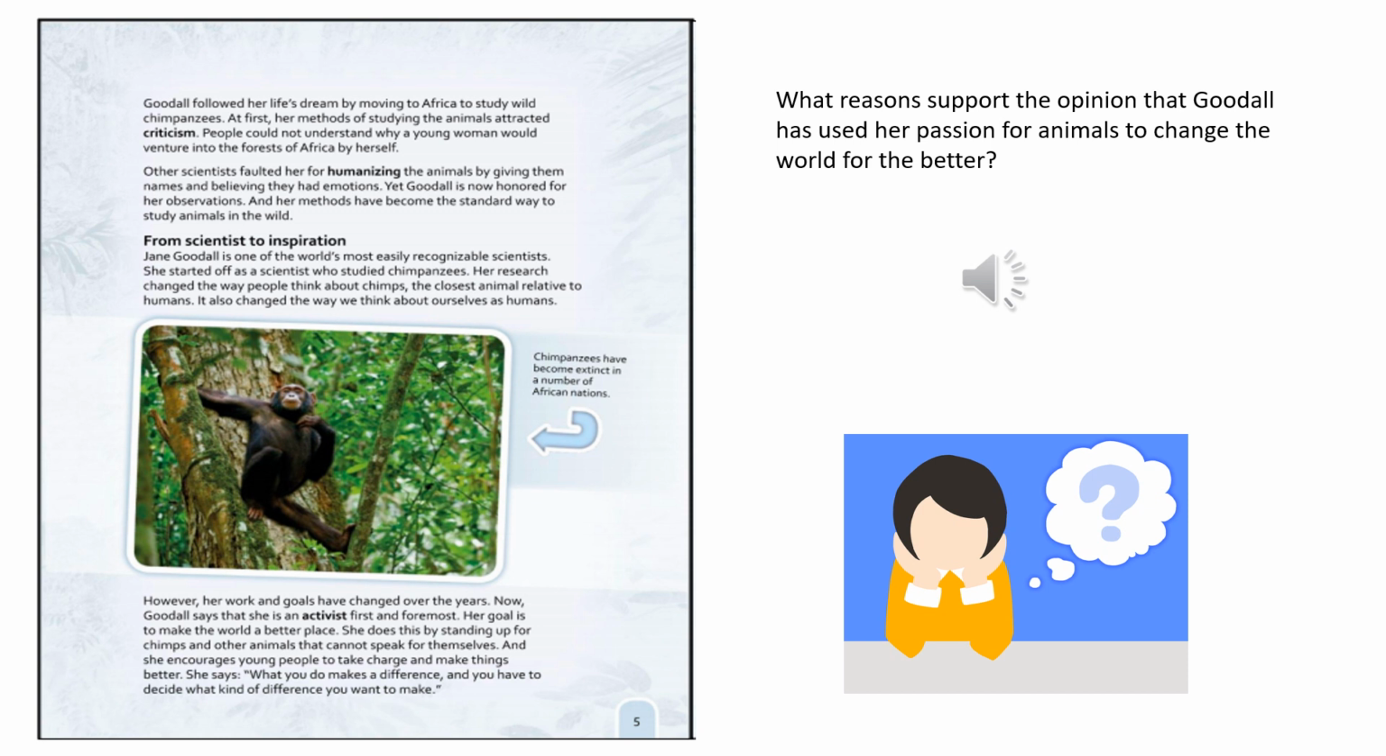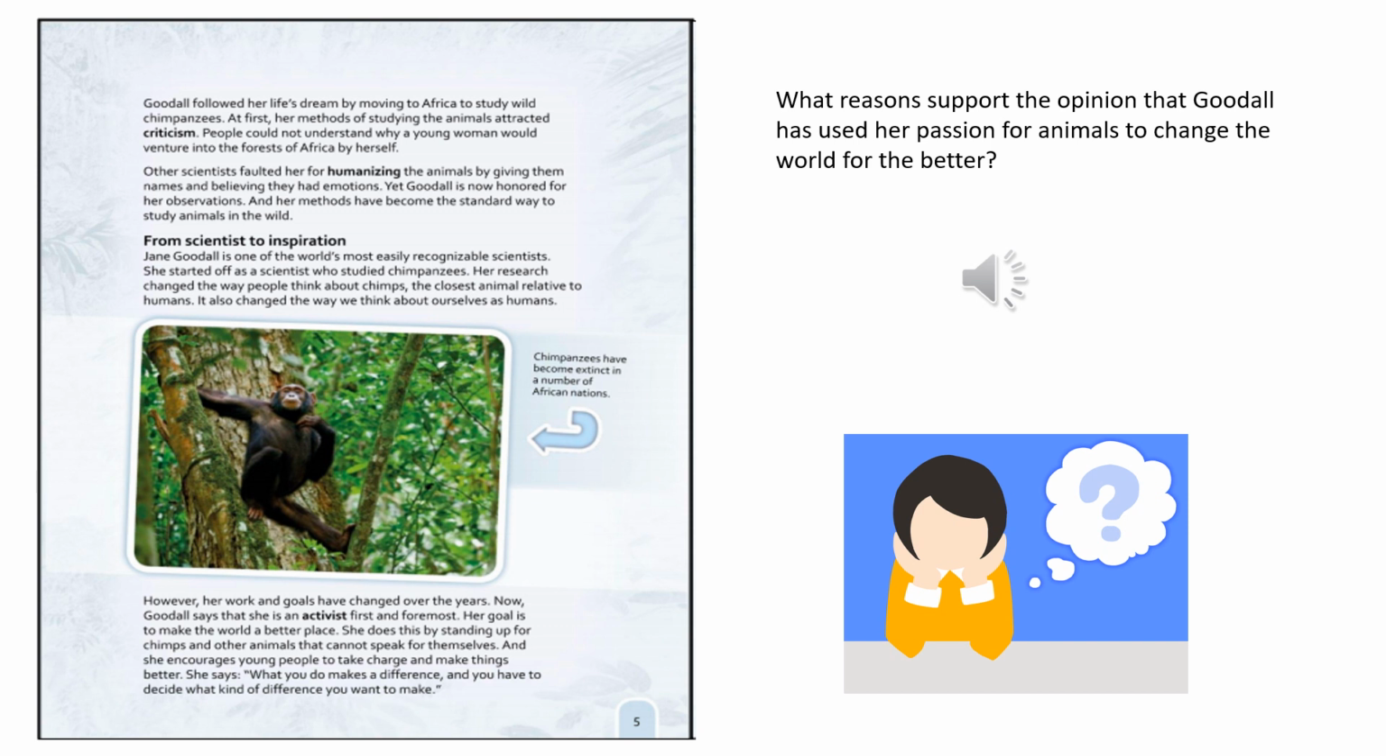Goodall followed her life dream by moving to Africa to study wild chimpanzees. At first, her methods of studying the animals attracted criticism. People could not understand why a young woman would venture into the forests of Africa by herself. Other scientists faulted her for humanizing the animals by giving them names and believing they had emotions. Yet Goodall is now honored for her observations, and her methods have become the standard way to study animals in the wild.